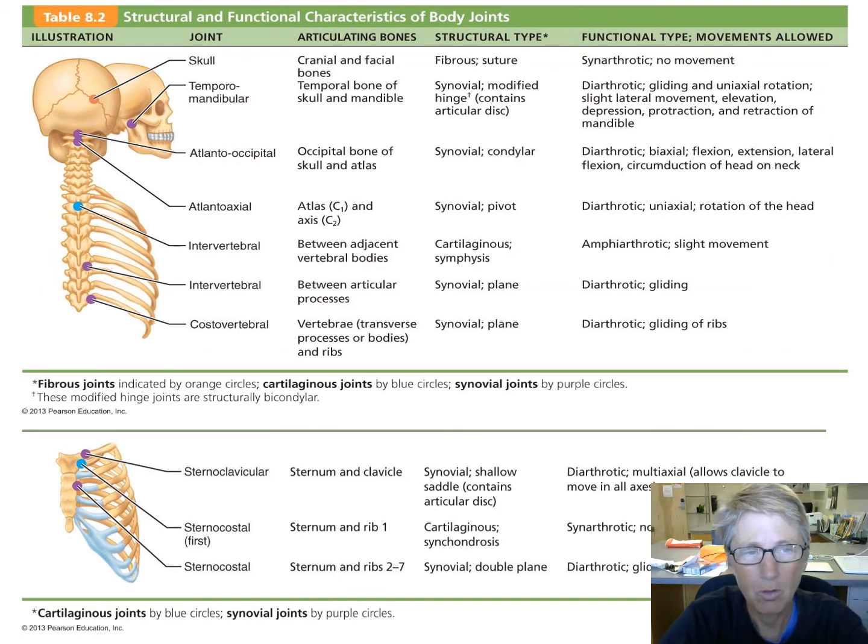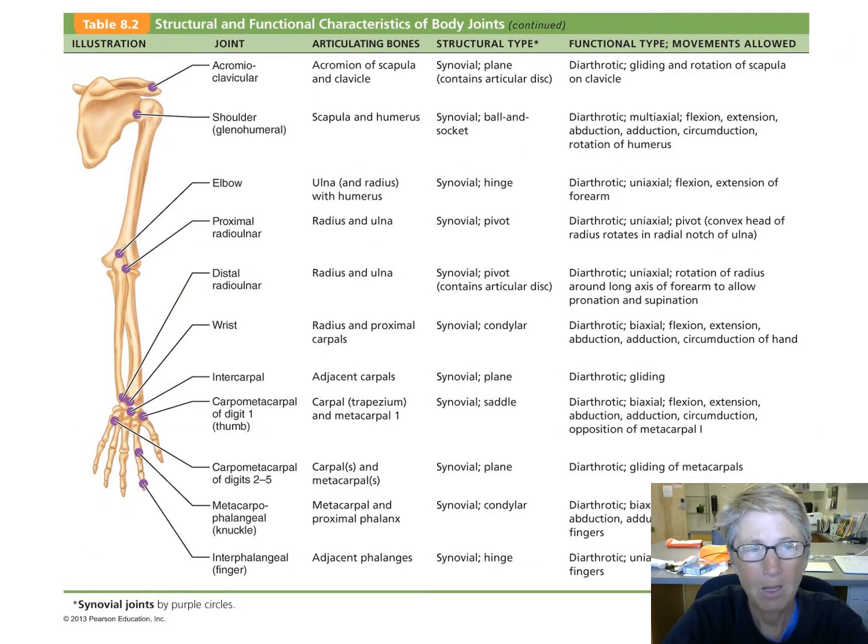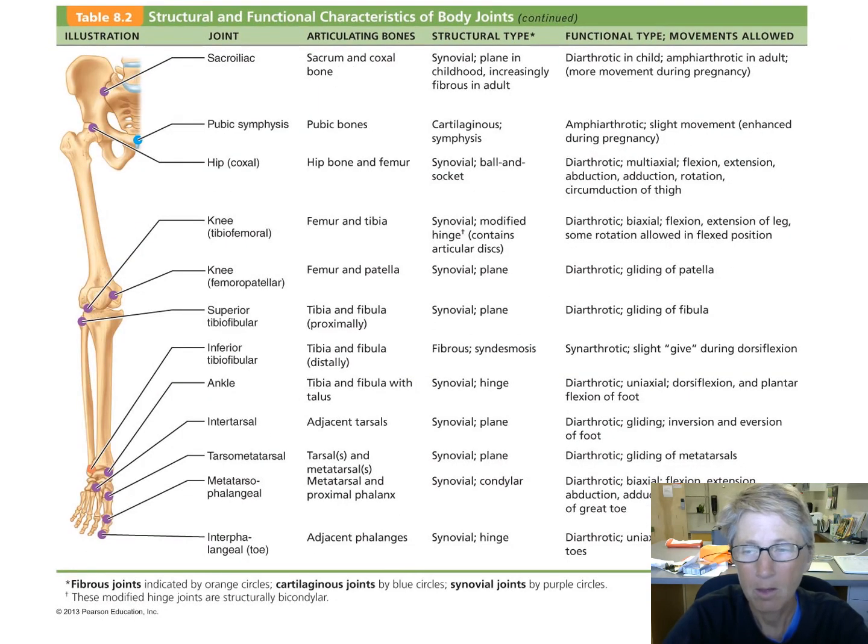This just gives you the joint, and then the articulating bones, which are the two bones that come together, and then the structural type, whether it's fibrous, synovial, or cartilaginous. This table also gives you the functional type of joint. So remember, a joint has a structural type and a functional type. And here's just more joints.